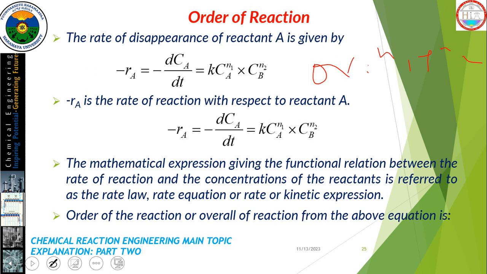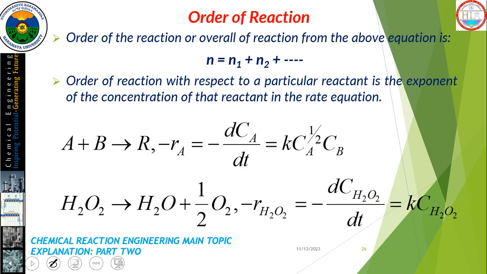Minus rA is the rate of the reaction with respect to reactant A. We can express it with respect to reactant A or with respect to reactant B. The mathematical expression giving the functional relation between the rate of the reaction and the concentration of reactants is considered the rate law or the rate equation, or simply the rate, or the kinetic expression. So the overall order of the reaction from the above reaction is n, which equals n1 plus n2.